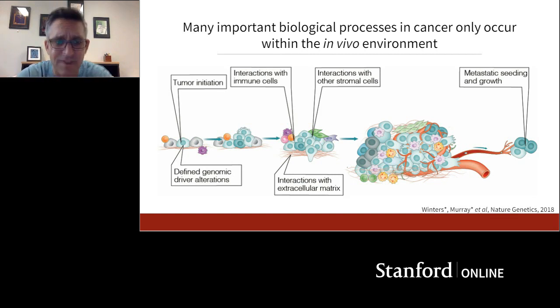And this is one reason why we and others have really focused on trying to understand cancer growth within the in vivo context, right? Within the context of an animal that is growing these tumors, we think that some of these other interactions are really critical for understanding how cancer develops.